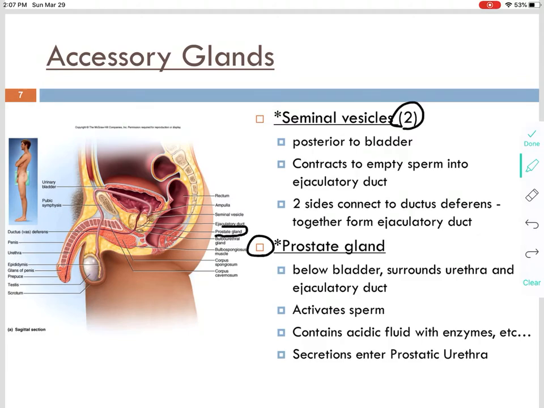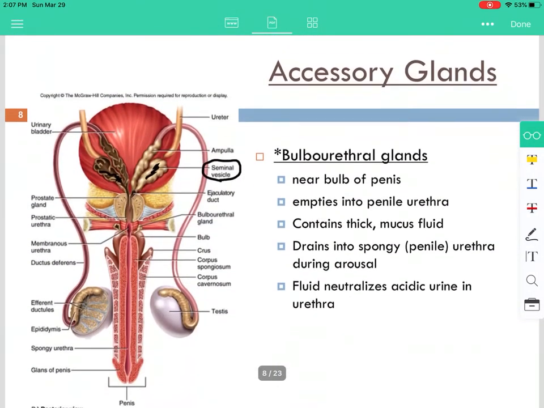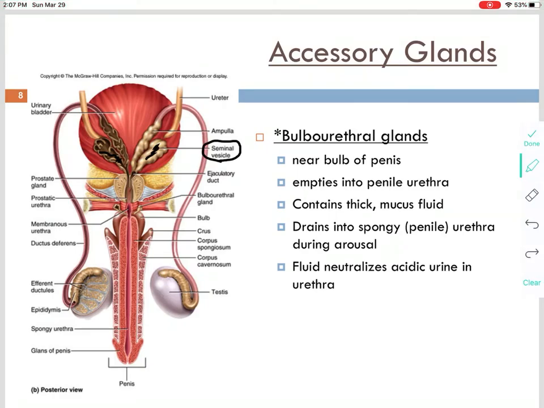Everyone's heard of the prostate. The prostate is one single gland, but it has 2 halves. There's 1 half on this side and 1 half on that side, separated by the urethra. Let's check out the other view here. We can see the prostate gland here, kind of a big walnut shape, 1 half on this side of the urethra and 1 half on the other side of the urethra.